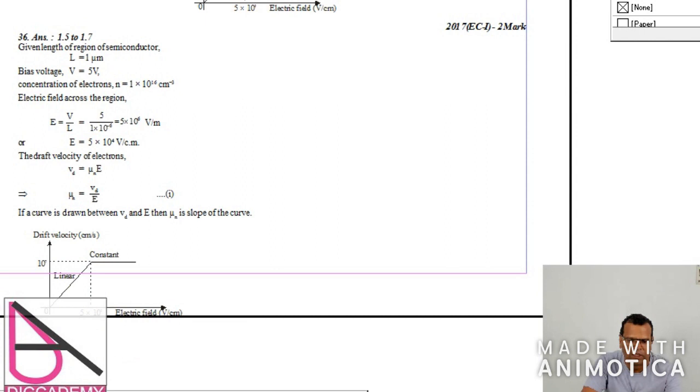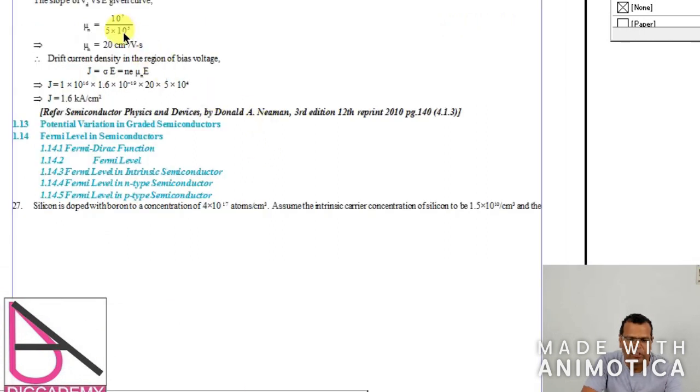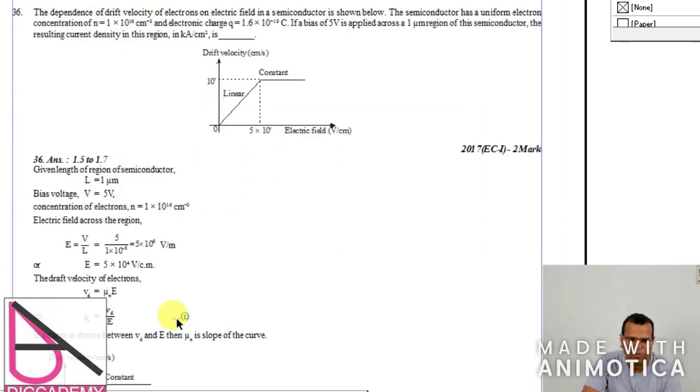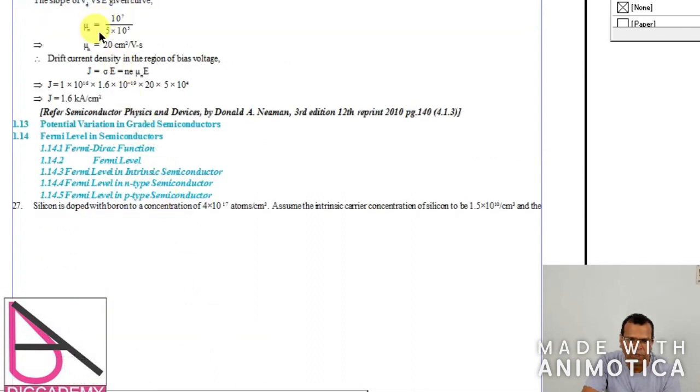So that is nothing but mobility. And the slope of the curve is what? You can see that is 10 power 7 divided by this, that is the slope of this curve, that is the mobility of the electron. So you get the mobility. So by putting the relation n q mu n E, where mu n is calculated above, and E we have already obtained as V by L, you get the current density.